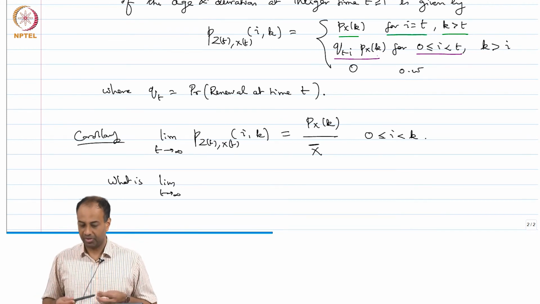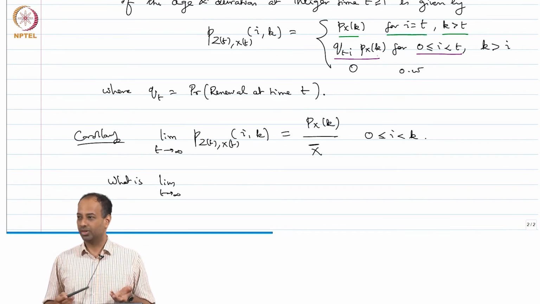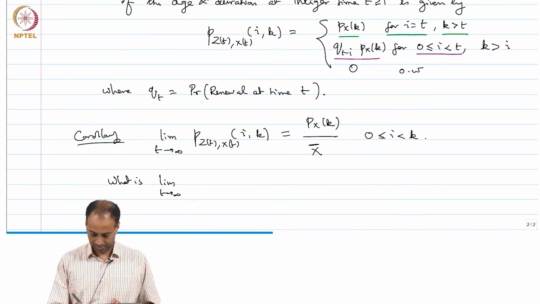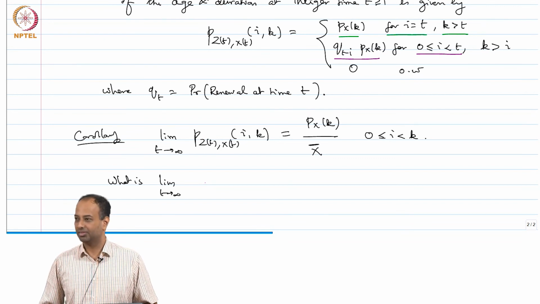You are taking t to infinity, which means I goes to infinity for the first term in green and k is greater than t. So, k also goes to infinity and what happens to p x of k as k goes to infinity? It has to go to 0, because it is a PMF. So, the first part goes to 0. What happens to the second part? You will have limit t tending to infinity q t I times p x k.